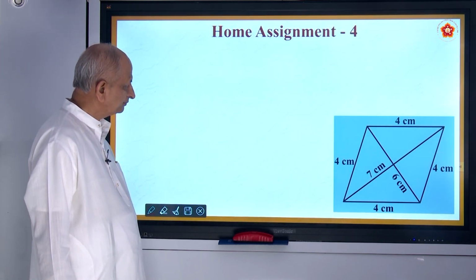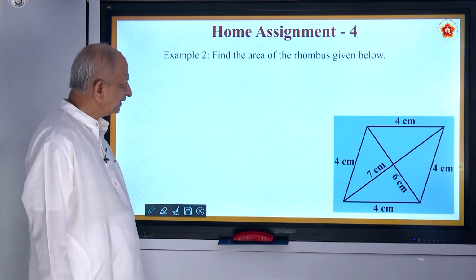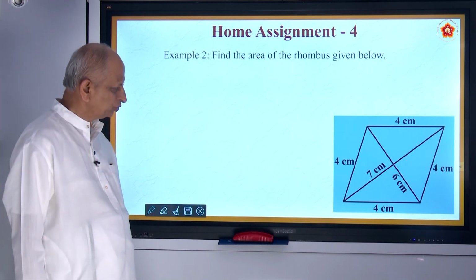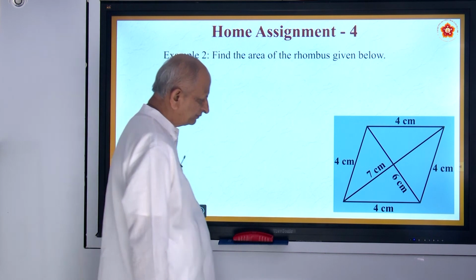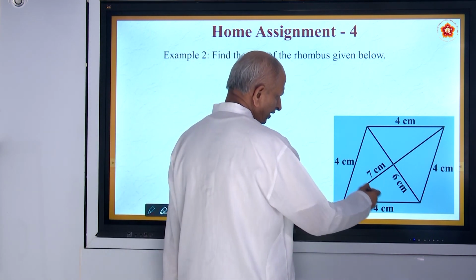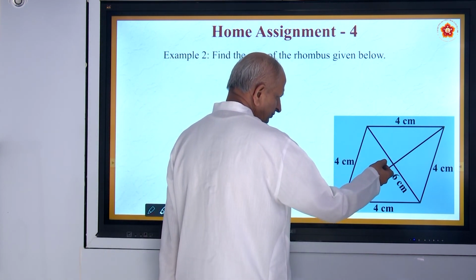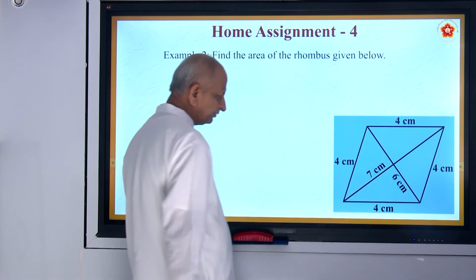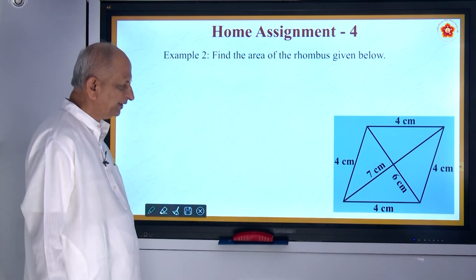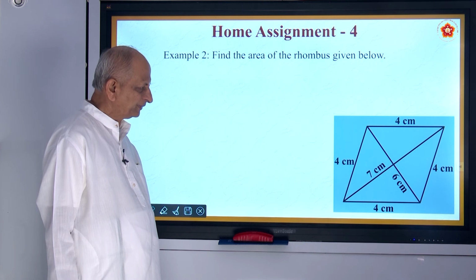First question. Find the area of the rhombus given below. Here is a rhombus. So all the sides are equal. Then the two diagonals are given, 7 and 6. You are asked to find the area of the rhombus.